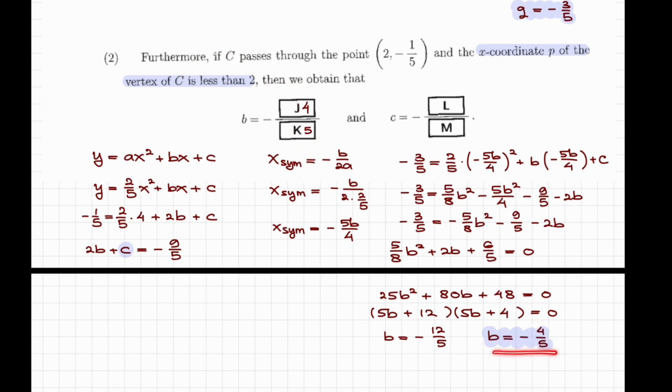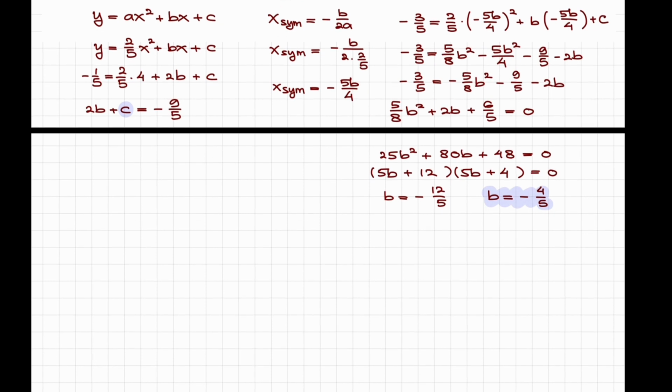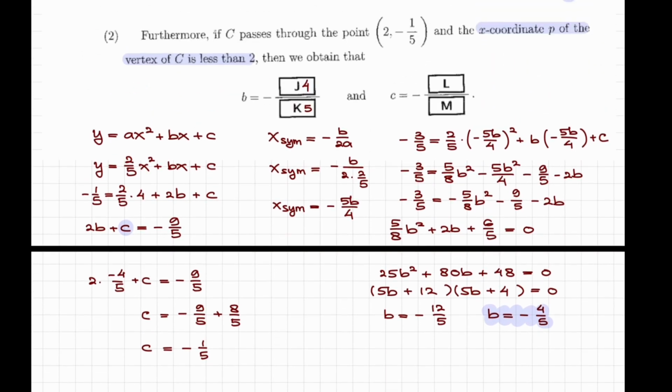Once you get b, I think it is easy to find c. 2b plus c equals negative 9/5. So 2 times negative 4/5 plus c is equal to negative 9/5. So c is equal to negative 9/5 plus 8/5, then c is equal to negative 1 over 5. This is our L and M. L is 1 and 5, M is 5.